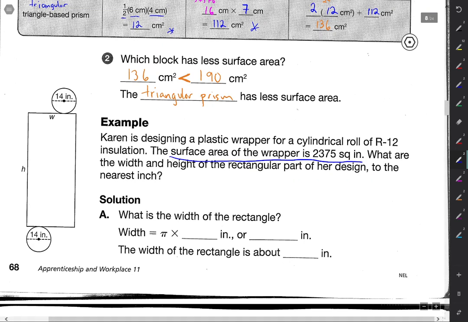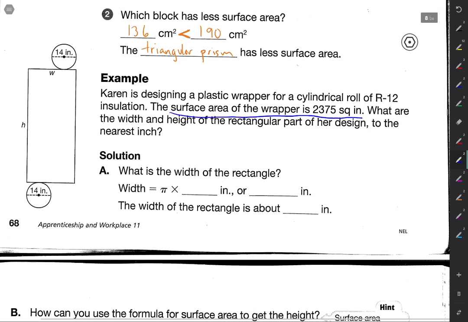But now it's asking, what are the width and height of the rectangular part of her design to the nearest inch? So we need to work backwards given the surface area, and we need to find the width and the height. So in order to find the width of the rectangle, we talked about this in the last topic, it is the exact same as the circumference around the circle.